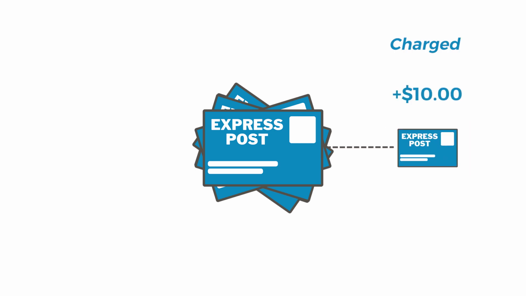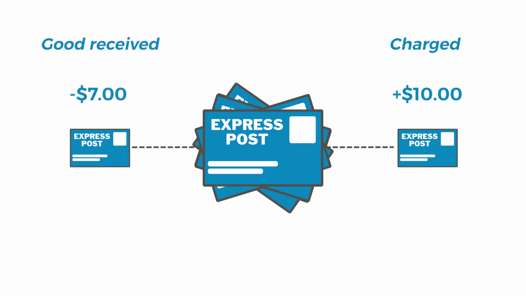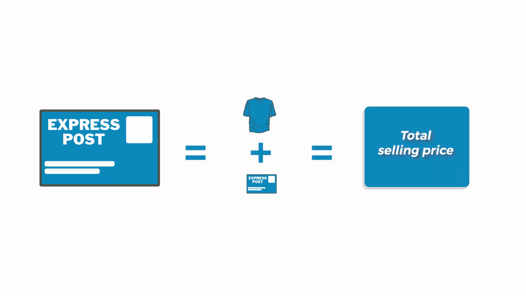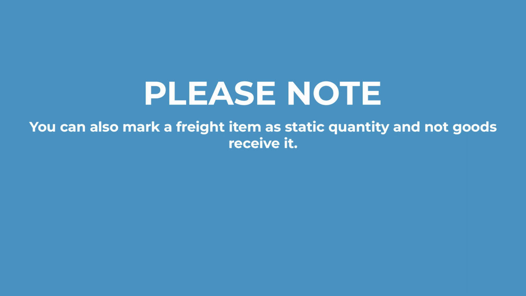For example, a business purchases express post envelopes that they use to send goods to their customers. They charge their customers $10 postage when an envelope is used. The business would record a goods received entry for these envelopes at the purchase value of the envelopes. When you record a sale that requires postage, you sell the envelope to the customer as a separate postage item on the invoice. Please note, you can also mark a freight item as static quantity and not goods receive it.